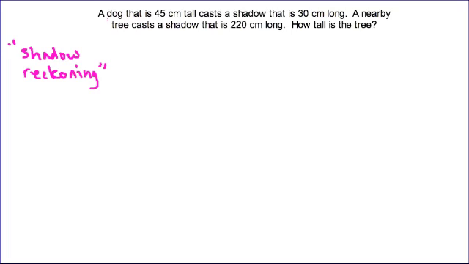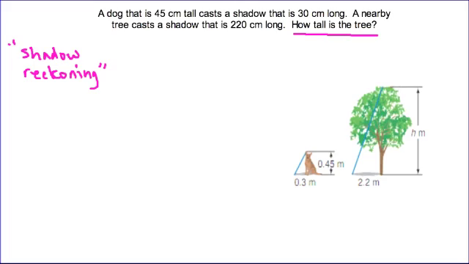So in this case here, we have a dog that's 45 centimeters tall casting a shadow that's 30 centimeters long, and a nearby tree casts a shadow that is 220 centimeters long. So the question is, how tall is the tree? And so usually in shadow reckoning questions, the best thing to do is to draw a picture. So I'm going to draw a picture right now. And voila, there is my beautiful hand-drawn picture.